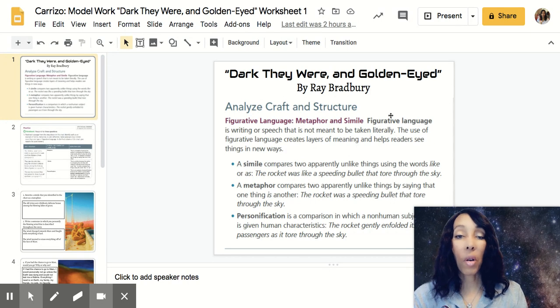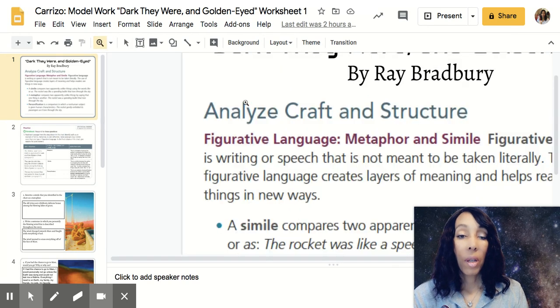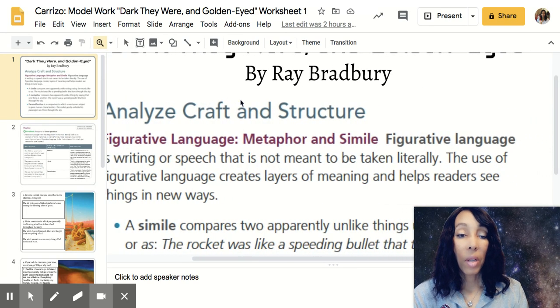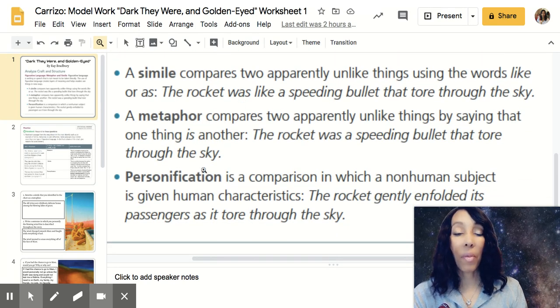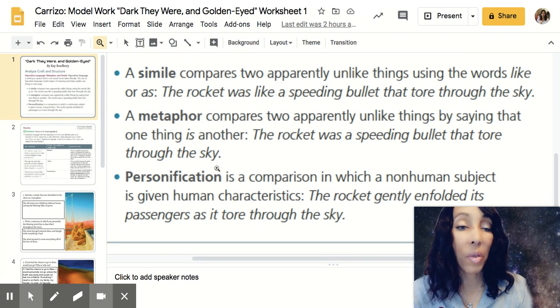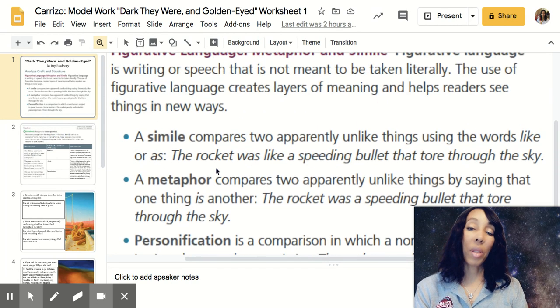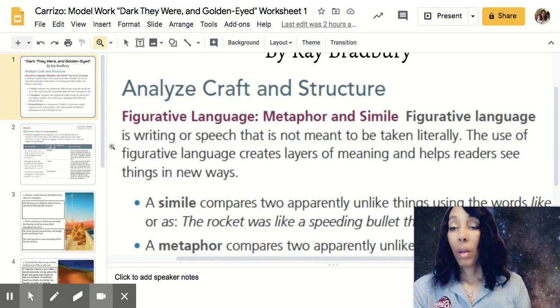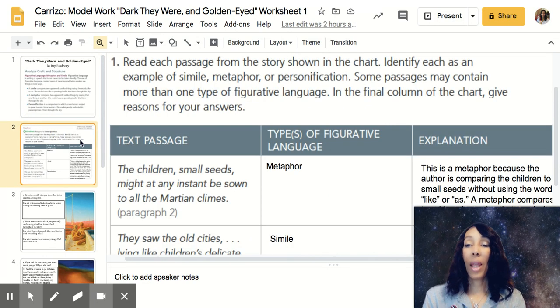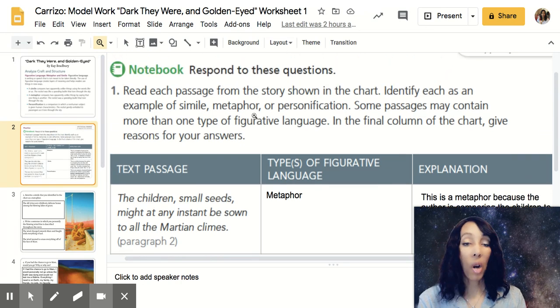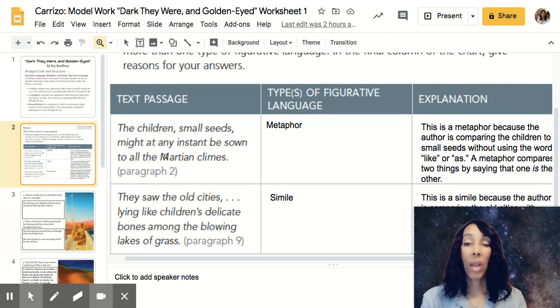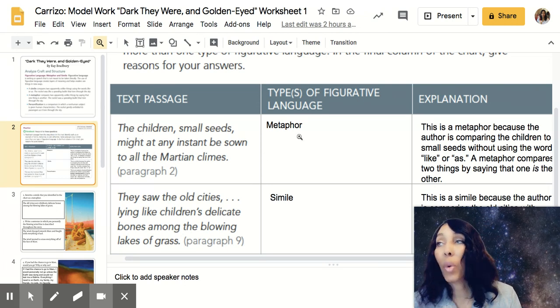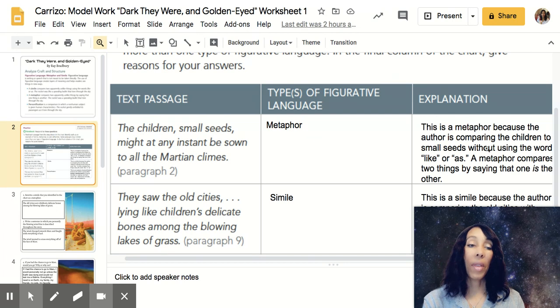So let's get started first with the first page. It was included in here so that you guys can refer to it: the definitions of a simile, a metaphor, and a personification, just in case you want to make sure that you're completing the assignments correctly. Look at the next page. It has the chart, and basically you were supposed to read each passage and then determine what type of figurative language it is, and then explain your answers.